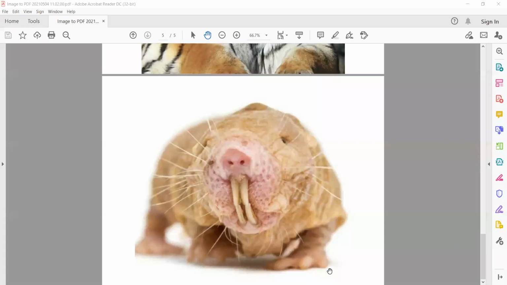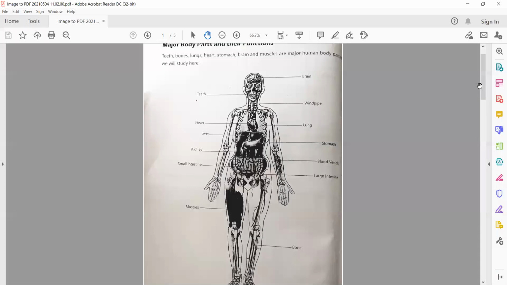So in today's lecture, we have studied the major body parts and their functions like brain, teeth, windpipe, heart, lung, liver, stomach, kidney, blood vessels, small intestine, large intestine, muscles, and bones. We have studied their functions. What is the function of the brain? The brain is the boss of the body. The brain controls all the functions of your body. The teeth help us in chewing the food.